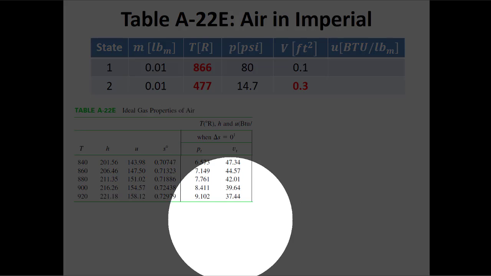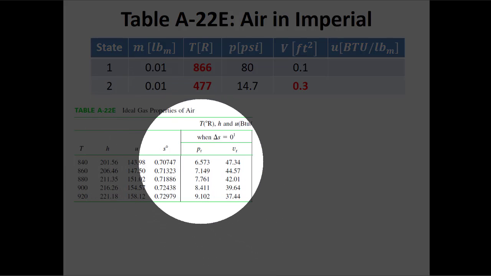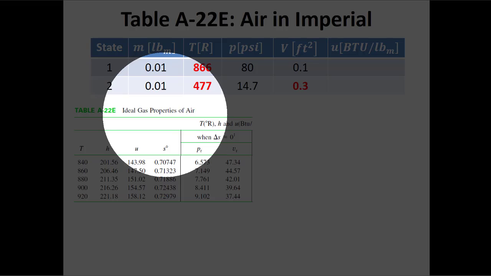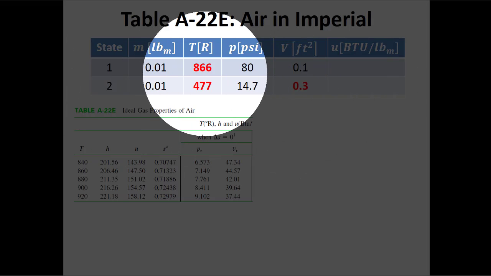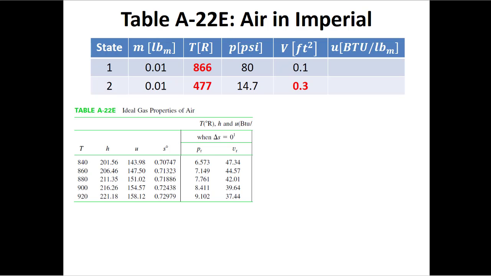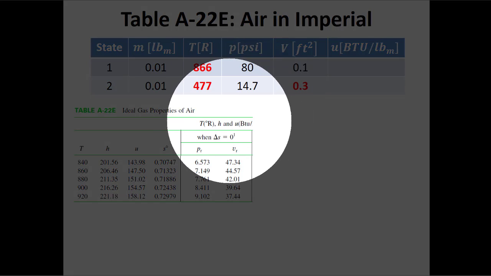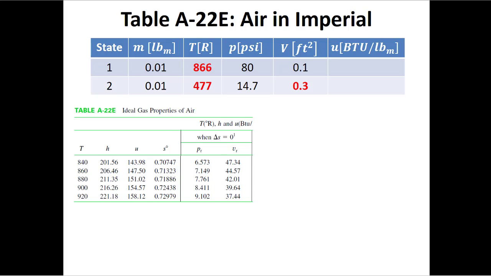So this is table A22E. I just took a snip of this. I'm going to find the specific internal energy at state 1 where the temperature is 866 degrees Rankine. It's important to see that we have temperature in Rankine. That's in the header for this table. So if you're looking in Fahrenheit, you'll have to convert that using the conversion that's on your exam review sheet.